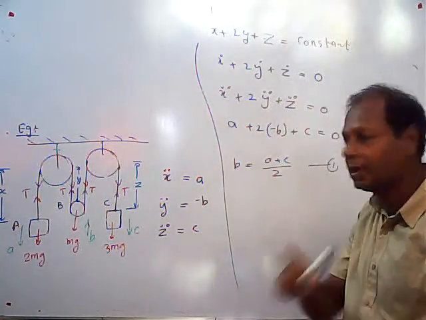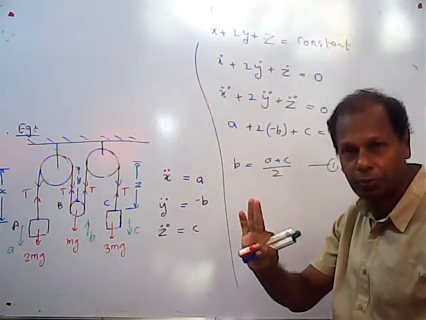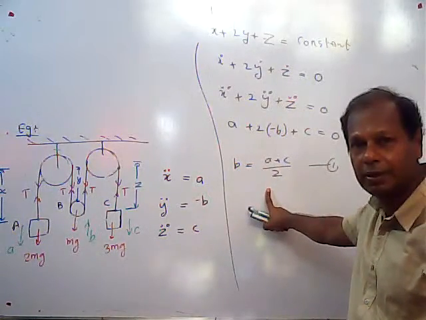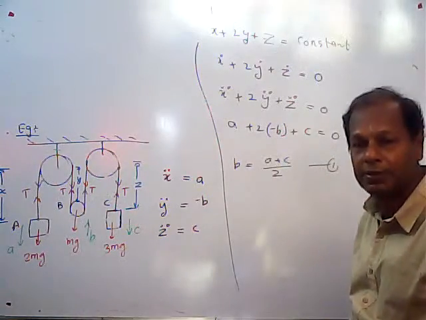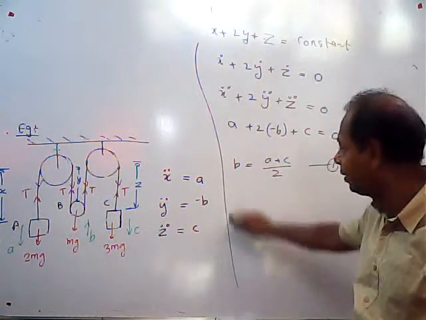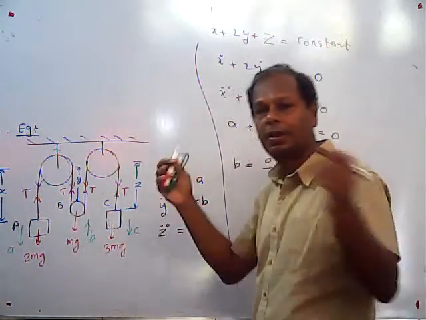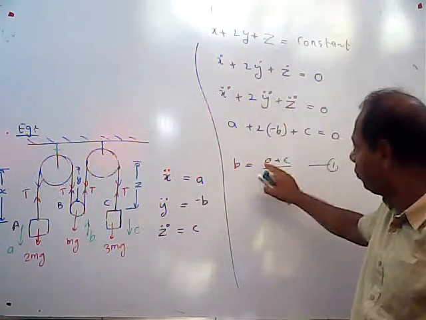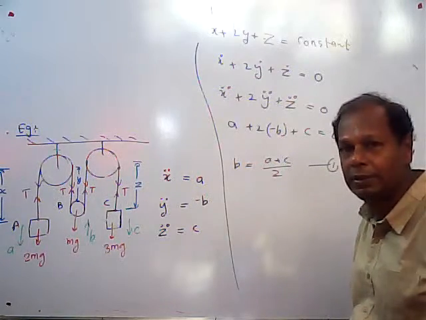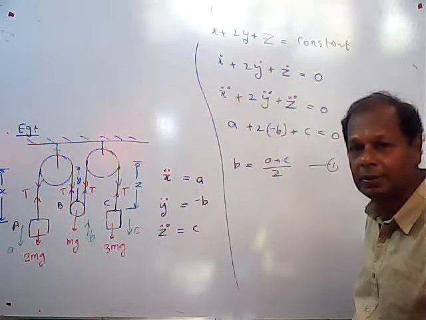So we were short of one equation. Applying F equals ma, you can derive only 3 equations, but we needed 4. We needed an extra equation, and this is it. This is the extra equation we got by differentiating the total length of the string. This is similar to the previous examples. You apply F equals ma to get three more equations, altogether four. You solve the four equations to find a, b, c, and T. So that's how we get the extra equation.